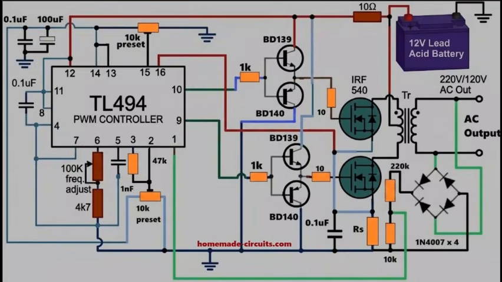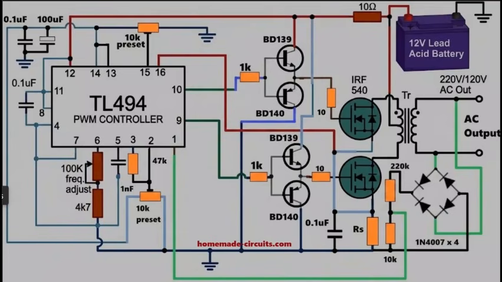Next is the oscillator section. Pin number 5 and pin number 6 control the oscillator frequency. Pin 5 is connected to the 1 nanofarad timing capacitor, while pin 6 is connected to the 100K frequency adjustment preset and the 4.7K resistor. Together these components determine the switching frequency of the inverter. By adjusting the 100K preset we can change the PWM frequency over a wide range. The 4.7K resistor ensures that the timing resistance never becomes too low, protecting the oscillator from instability.